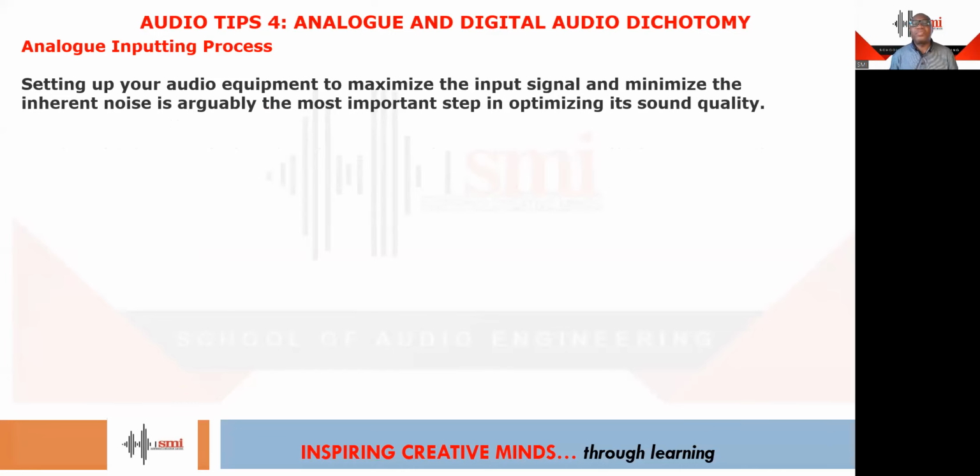Setting up your audio equipment to maximize the input signal and minimize the inherent noise is arguably the most important step in optimizing its quality. The first thing you have to know is that there must be a signal to noise ratio. We are not talking about background noise. We are talking about the inherent noise of the system. So if you want to capture a very good signal, you have to maximize your input signal and minimize the inherent noise within the system. That is the first step in optimizing the quality.